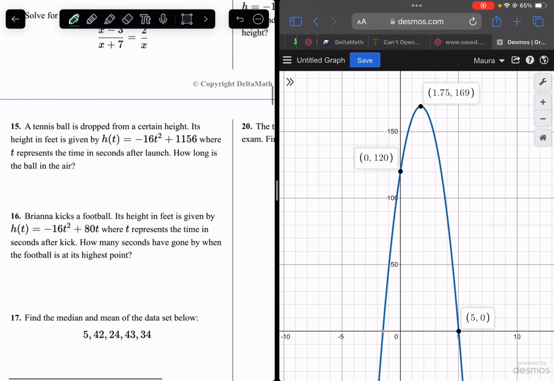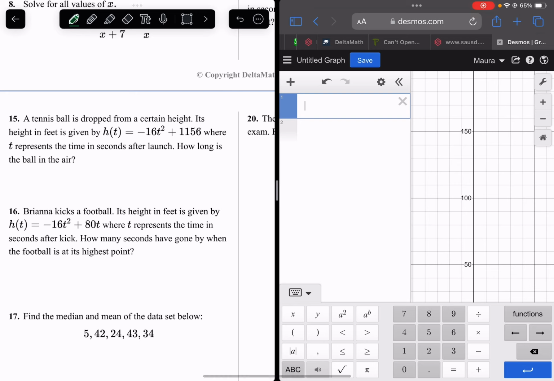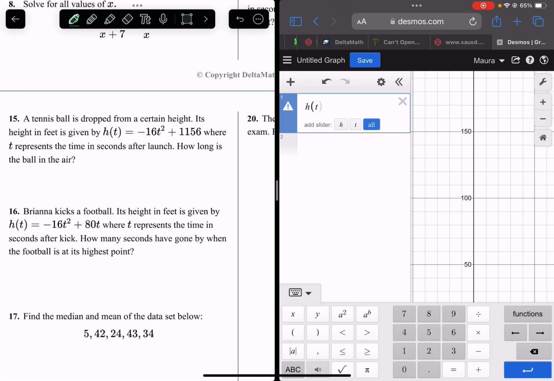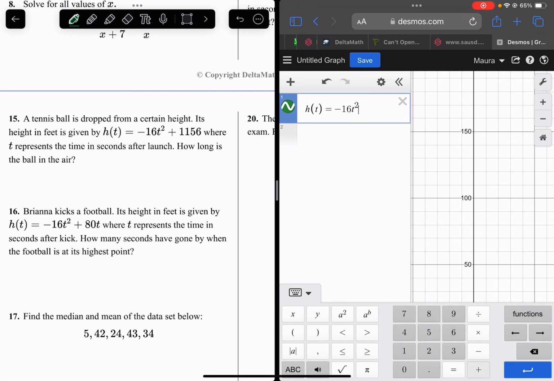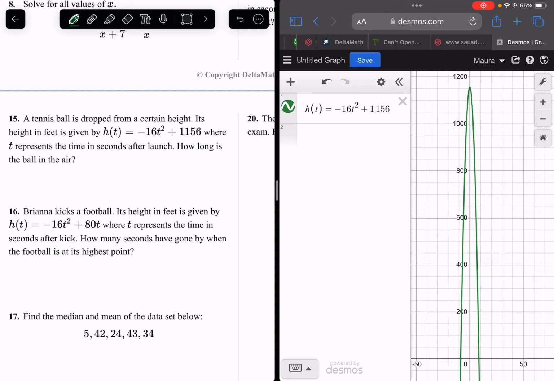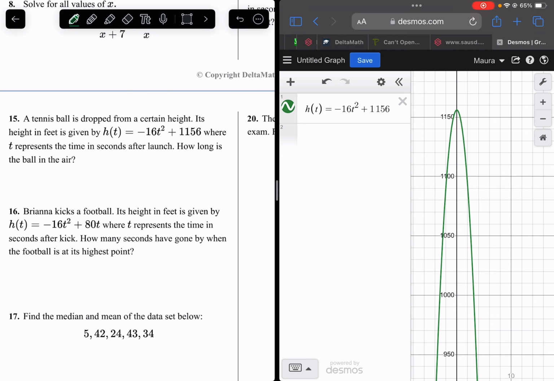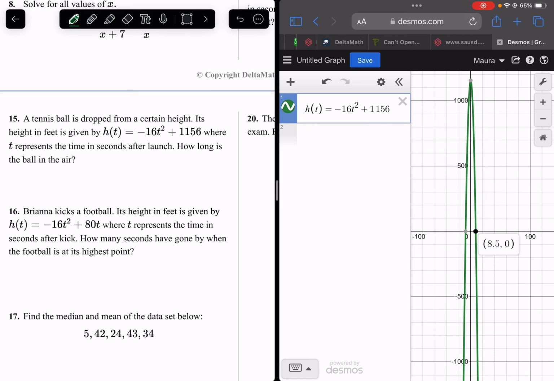All right, let's try another one here. So for number 15, we have a different function here. We have h of t. I think it should let us plug it in like that. Let's see, h of t equals negative 16t squared plus 1156. All right, so again, we have our function here, and you can see that we have our maximum values, we have our minimum values, or actually no minimum. We have our maximum values and our intercepts that we can very easily see here.